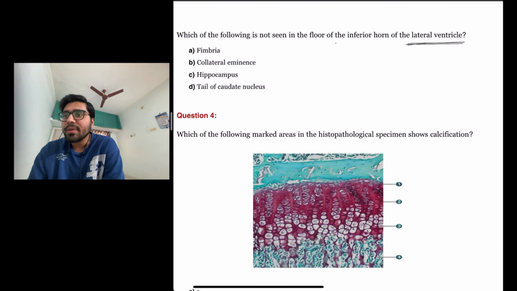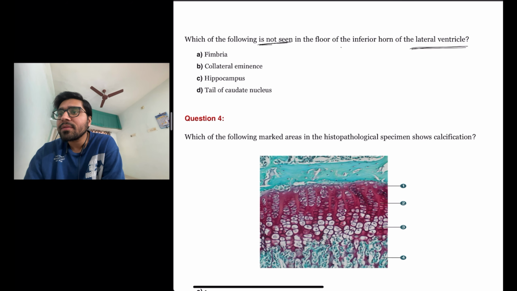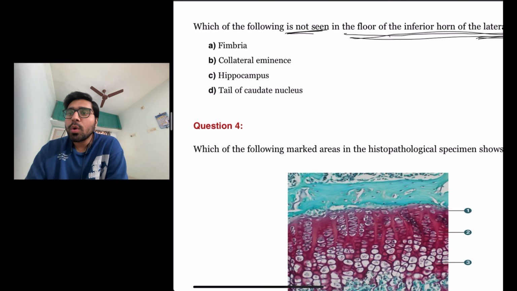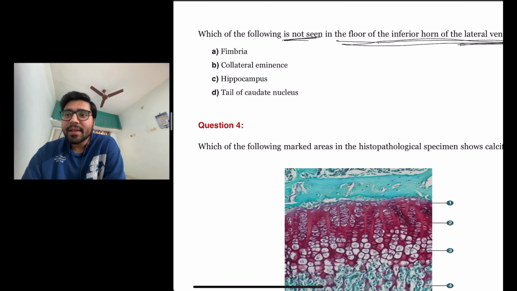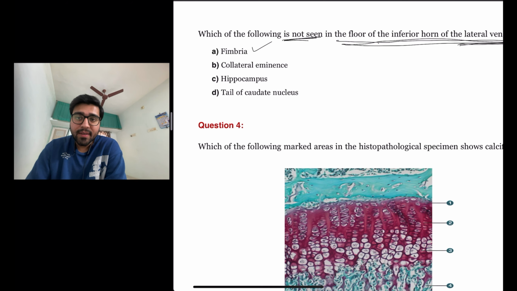So in this question they are asking what is not seen in the floor of inferior horn of lateral ventricle. So floor of inferior horn of lateral ventricle has fimbria, yes. Collateral eminence, yes. Hippocampus, yes. Tail of caudate nucleus, no. The big no, because tail of caudate nucleus is seen in the roof of inferior horn of lateral ventricle. So the answer here is D, the tail of caudate nucleus.